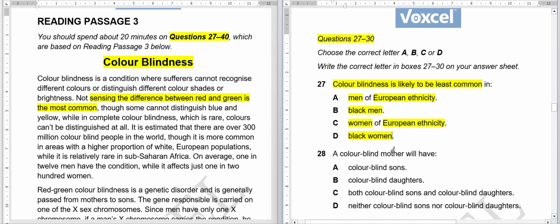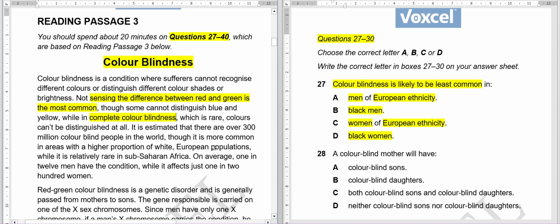So either men and women. Let's see. But here they are saying about red and green color. This will not be a location, though some cannot distinguish blue and yellow. While in complete color blindness, that's what I was talking about, which is rare, colors can't be distinguished at all.